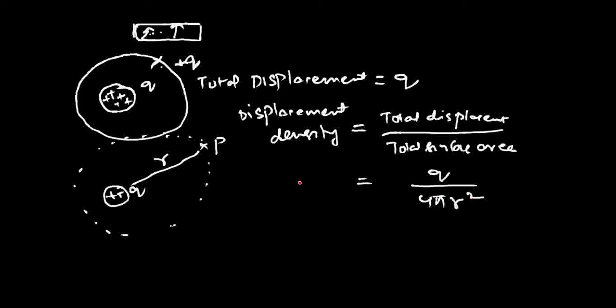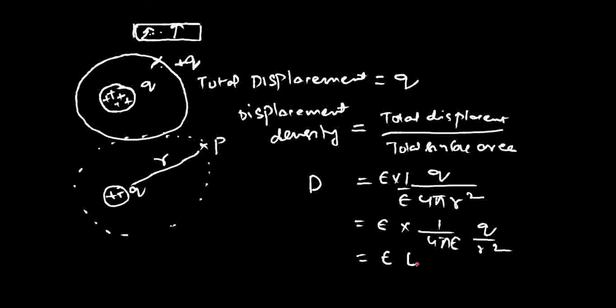And the displacement density, since we are talking about only the magnitude, I will not show the vector form, but I will show it as only the magnitude. D is equal to q by 4 pi r square. Multiply by epsilon and divide by epsilon, so this will be equal to epsilon into 1 by 4 pi epsilon, q by r square. And we already know that 1 by 4 pi epsilon, q by r square, is E. So this is the relation between D and E. D is equal to epsilon E in their magnitude form.